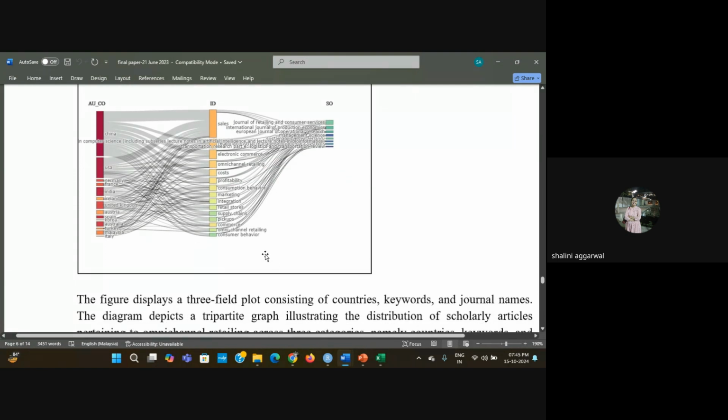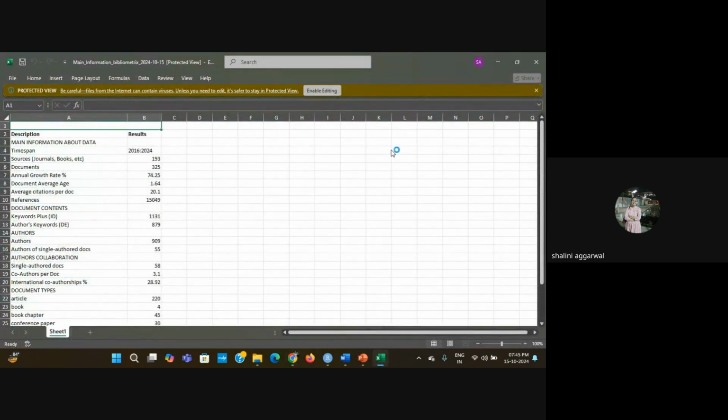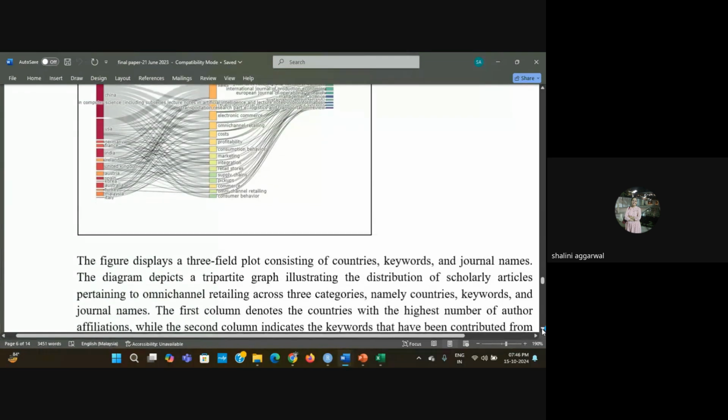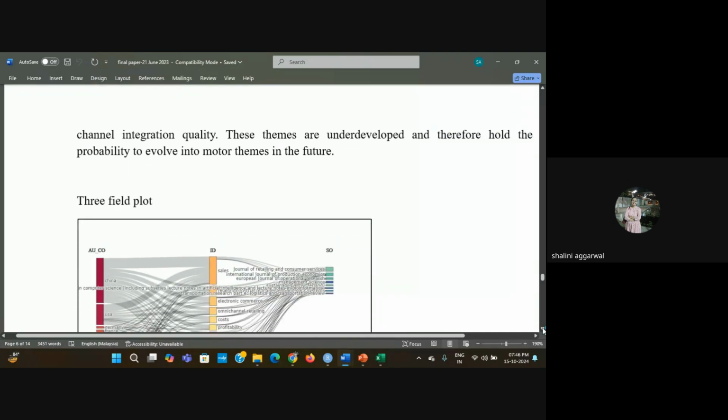So what we have done is, here how do we write? How do we write this? Hanji, somebody saying something? Okay, I see. Okay, so how do we write for this? Look at this. This figure displays a 3-field plot consisting of countries, keywords, and journal names, right? So here how do you have to write about this? Just let me tell you this.